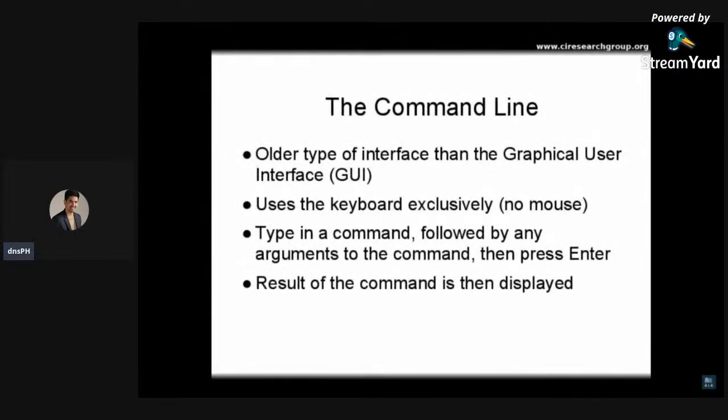In Linux, the command line is the older type of user interface to the system. It is a text mode interface that predates the development of graphical user interfaces, or GUIs. The command line uses the keyboard exclusively. In general, there is no use of the mouse. And it works by having you type in a command, followed by any arguments to that command, and then pressing enter. The command runs, and if there are any results to be displayed, the result of the command is displayed below where you enter the command.